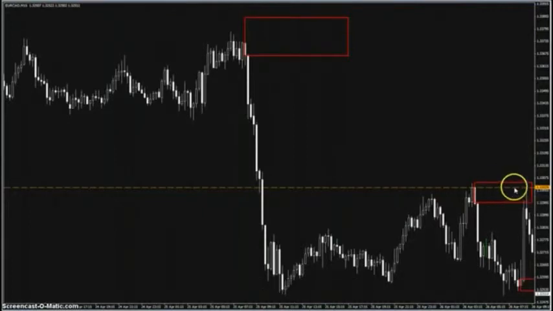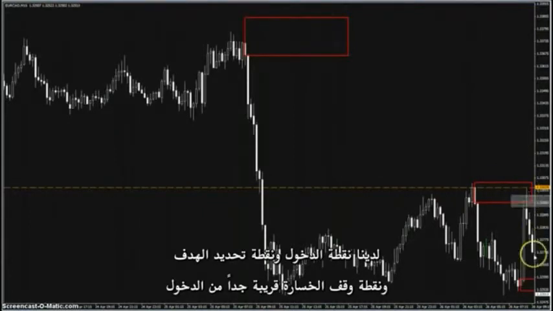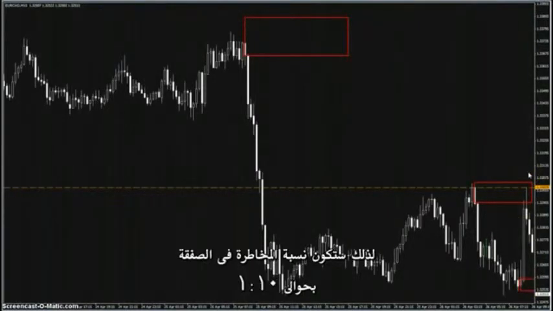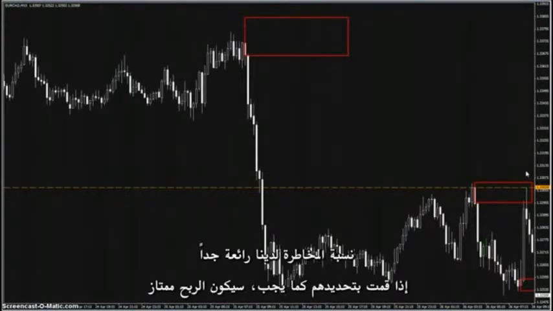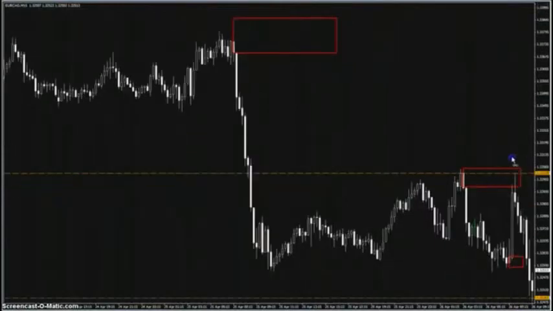So you get an entry there. Your target's here. Your stop is almost a tenth the size of your target. So your risk reward ratio on this trade is like 10 to 1, and it should be somewhat similar to that for nearly all these trades. So your risk reward ratio is fantastic, and if you do this right, your win rate is going to be fantastic also. So let me just go further down.